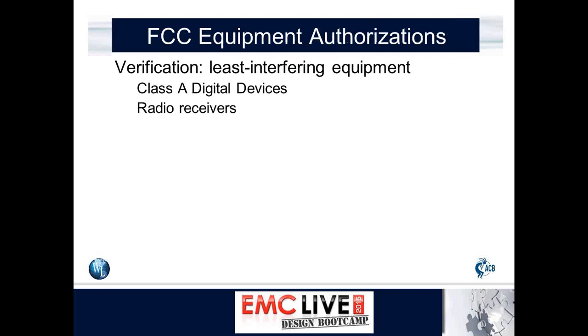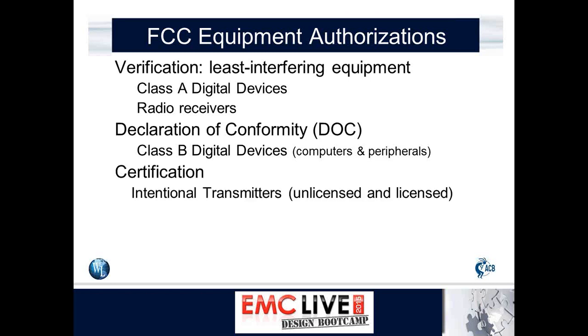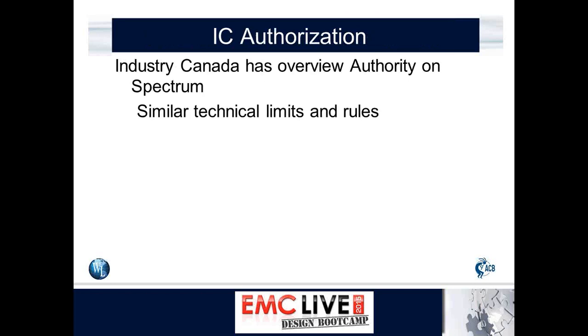There are different types of authorizations. There's verification, for the least interfering equipment: Class A digital devices and radio receivers. These are devices you would find in an office environment or similar. There's the declaration of conformity, for Class B digital devices, computers and peripherals. They're in homes and have a higher possibility of interfering with different things. And you have certification, for intentional transmitters, both licensed and unlicensed. They have to be certified.